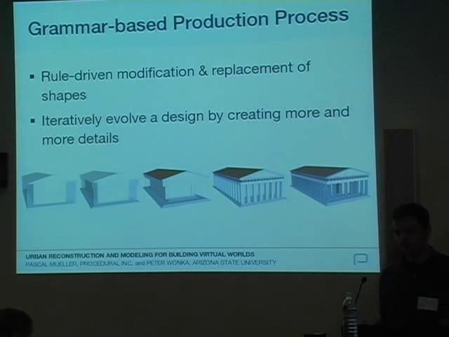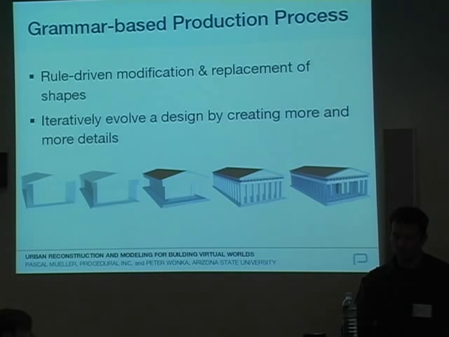We want to model basically top down, so we do a rule-driven modification and replacement of individual shapes. If you look to the left of this slide, you see a temple model starting out with four basic shapes. Then we iteratively evolve the design by this rule-driven replacement. We always take one shape, let's say the roof shape further along, and then we replace this shape with multiple other shapes and so on. You also see how the columns start to develop, and then the columns get broken down into individual parts, and more and more details are generated.